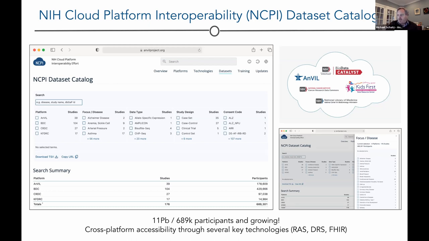And collectively, we have about 11 petabytes of data across all these platforms. To put some perspective on this, currently the entire SRA is about 40 petabytes. So already we're about a quarter of the size of it in just a few years and rapidly growing.